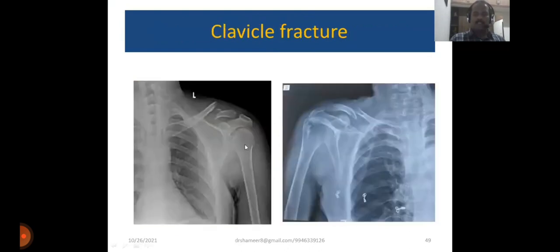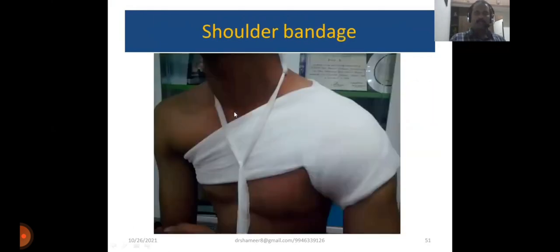Okay, if it is a displaced fracture, these both came to my OPD. There will be more chance of complication. I refer the case for surgery, because there is more chance of it being an open injury. Okay, and we can have a shoulder bandage for any acute shoulder pain. You can have a shoulder bandage for 2 to 3 weeks.